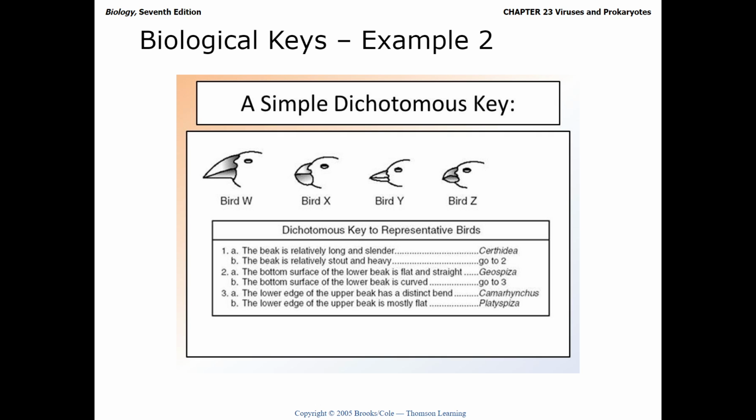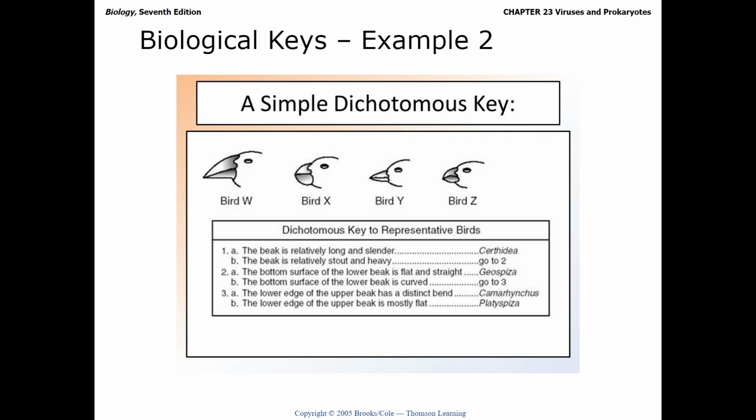So let's try to figure out bird X. The beak is relatively long and slender, or the beak is relatively stout and heavy. I would have to go with B. That says go to 2. On 2, it says the bottom surface of the lower beak is flat and straight, or the bottom surface of the lower beak is curved. For bird X, definitely curved. So if it's curved, it says go to 3.